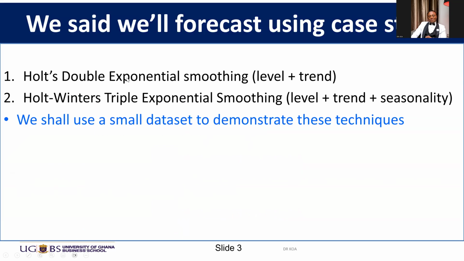So Holt's double exponential smoothing relies on trend as well as level. I'll explain that. And the Holt Winter looks at trend, level, as well as season. We are going to use our small data set to demonstrate these two methods. They are very, very popular, and they are very good because there are so many things in them that if your data has those behaviors, it can capture them.